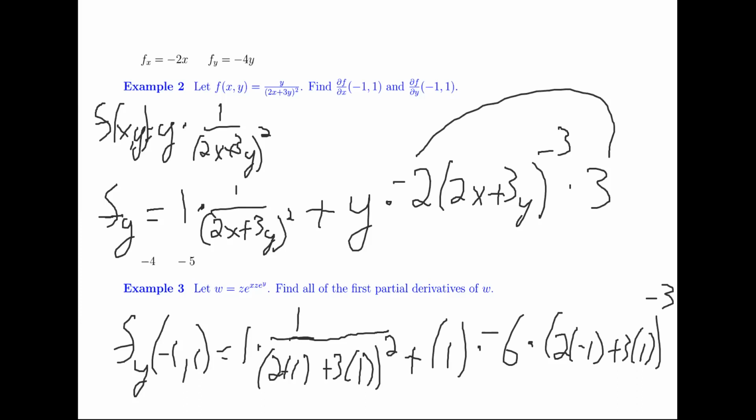All right, 2 times negative 1 is negative 2. Plus 3 is positive 1. We got that squared. So this whole part here evaluates to be positive 1. And this chunk right here also evaluates to be 1 times negative 6. So we get 1 minus 6, which is negative 5. And that's it.